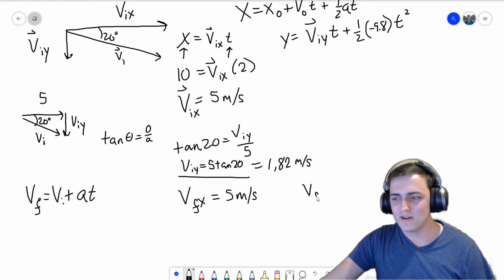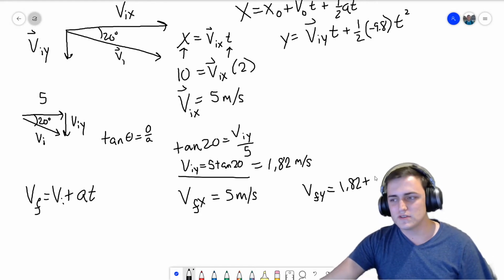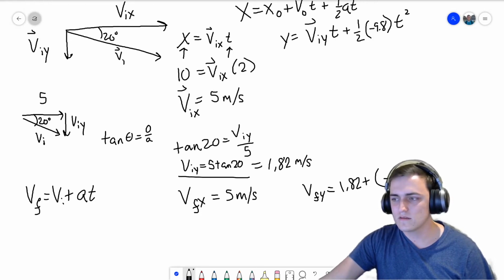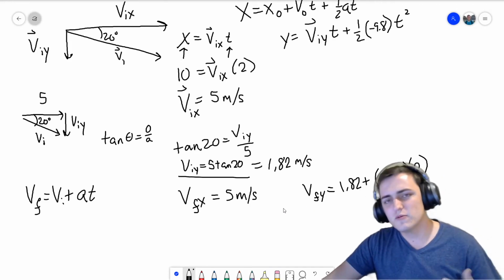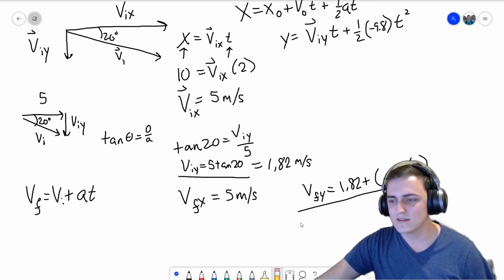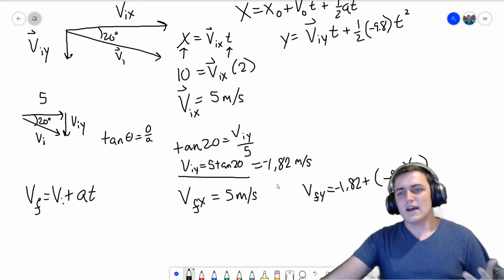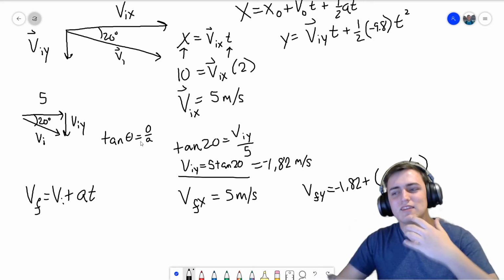And now we can go on to the final y velocity. We go back to our initial y. The initial in the y direction is 1.82 plus our acceleration of negative 9.8 times time. Well, the object's in flight for 2 seconds. Now, where did we go wrong? What we're going to find is that this is incorrect. The reason why is that our initial y component needs to be negative, right? We see that it starts pointing down and it's going to keep gaining speed.